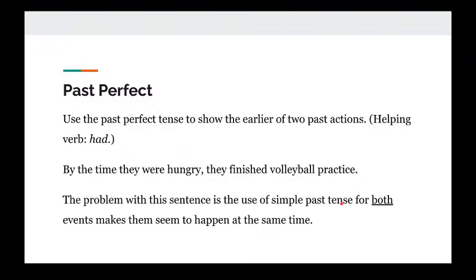I don't have the correct sentence pasted here because I believe I moved on to a different sentence in the next slide, but in order to correct this, you can say by the time they were hungry, they had finished volleyball practice.